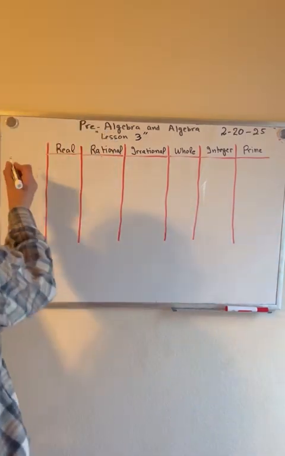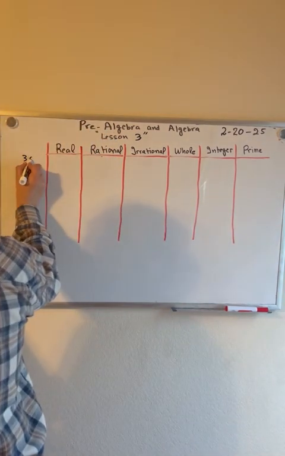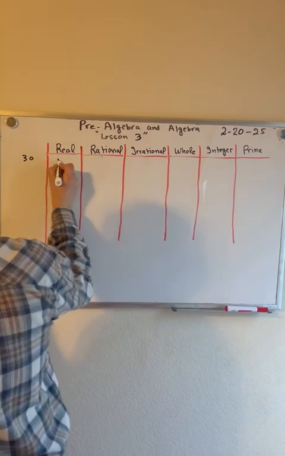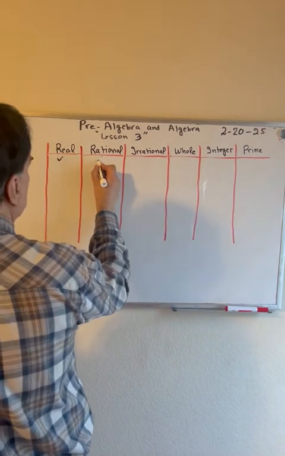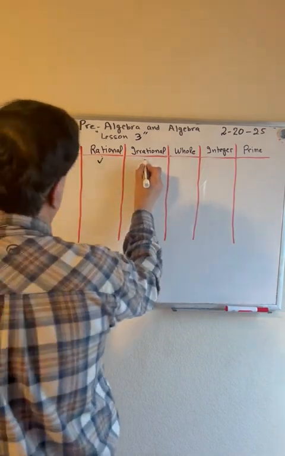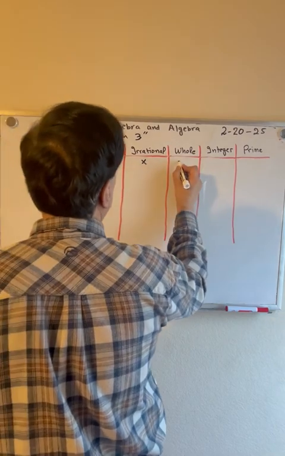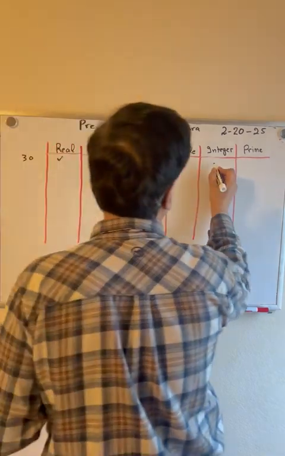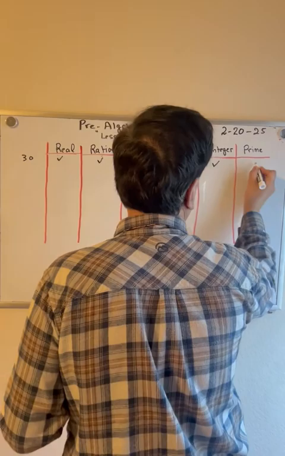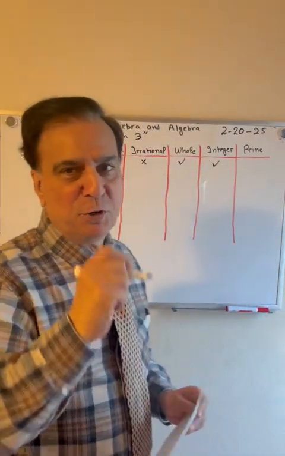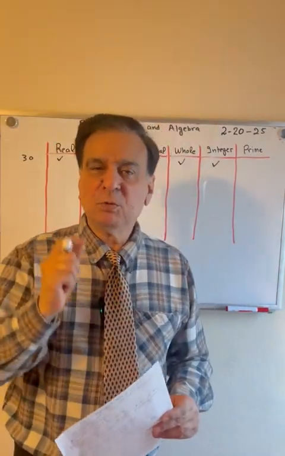All right. 30. Is 30 a real number? Yes, it is. Is 30 a rational number? Yes, it is. Is it irrational? No. Is it a whole number? Yes. Is it an integer? Yes. Is it a prime number? That is a question for you. Think about it just for a second.